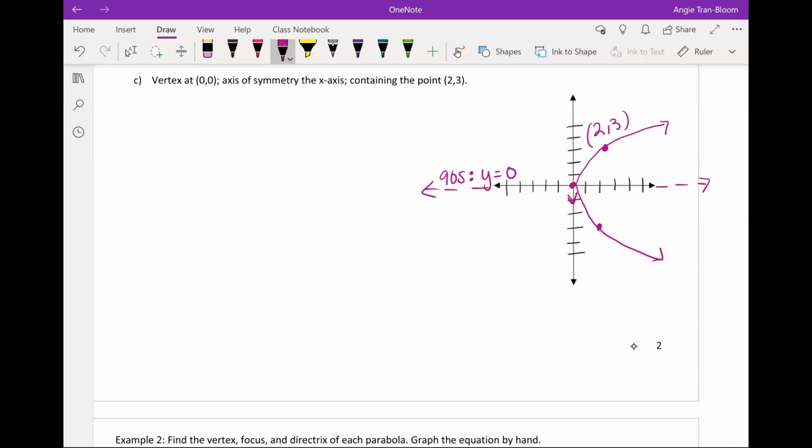At least we know it opens right. Would you guys agree? What's the formula when it opens right? Y minus k squared equals 4a times x minus h. But what is your h and k? They're both 0. So would you agree we can reduce it down to this little guy? Do I have enough information to find A? Yes, I do. They gave you a point for a reason. You have one equation with so many variables. You've got to solve it.